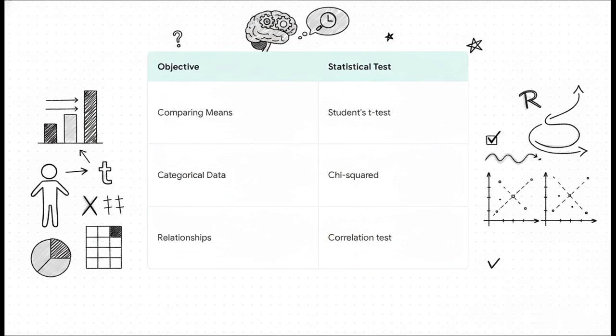To make this super tangible, just memorize this simple table. When you're hit with data, you need to know your tools instantly. Let's break it down. If you need to compare the means of 2 sets of data, boom, student's t-test. If you're analyzing categorical data frequencies, that's a chi-squared test. And if you're trying to figure out the relationship between 2 continuous variables, you're going to use a correlation test like Pearson's. Knowing this right off the bat will literally stop you from freezing up during the exam.